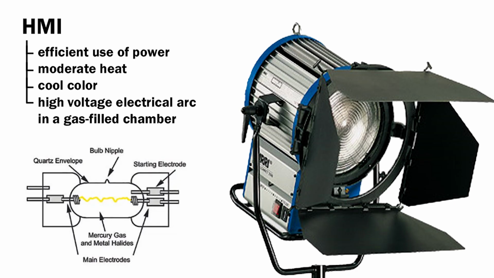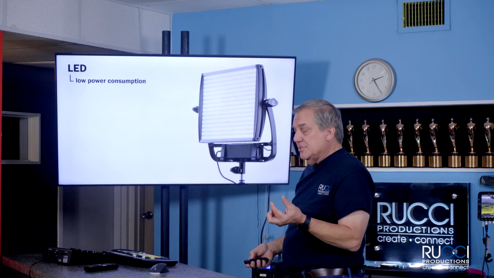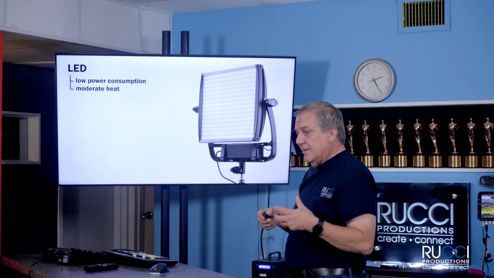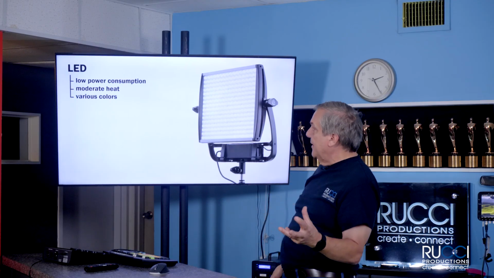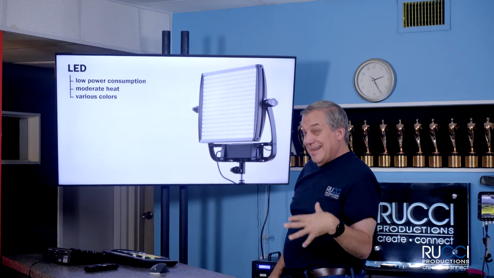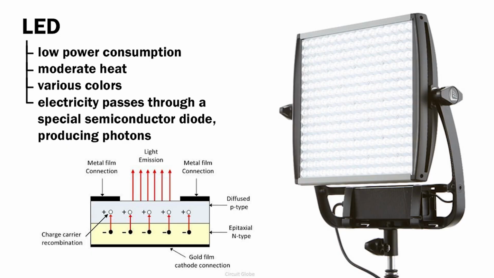LEDs are a semiconductor, same thing that computer chips are made out of, and you run current through the semiconductor, and it creates light. I can't pretend to understand exactly how that black magic works, but they use very low power. They don't have a lot of heat. They can make them in all different colors. So very popular light source. There's a little diagram of how you've got the different types of semiconductor material, and when you put electricity through it, light comes out, photons get emitted.